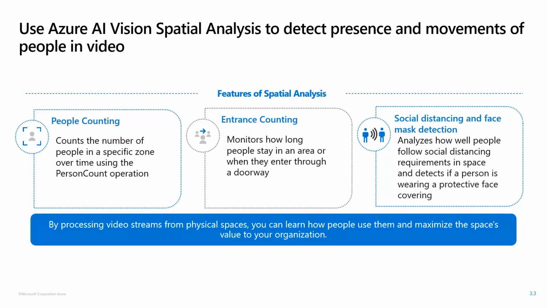Students should get familiar with how Azure AI Vision spatial analysis works, especially when it comes to detecting people and their movements in video. It's helpful to understand how people counting works in defined zones and how entrance counting tracks movements through doorways in specific areas. You should also know how the system can monitor social distancing and detect face masks. So keep in mind what those features are and be prepared for those.